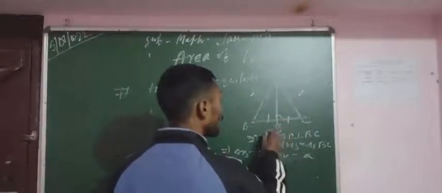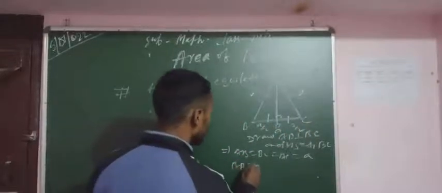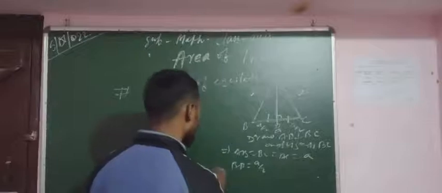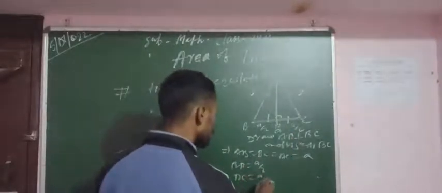Now this is the midpoint, obviously A by 2 and A by 2. So finally we can mention that BD equals A by 2 and DC equals A by 2.